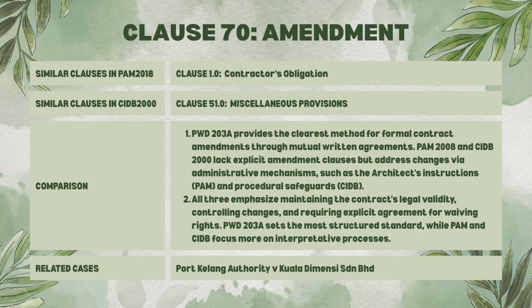Last but not least is clause 70, amendment. The closest in PAM contract is clause 1, contractor's obligations, while for CIDB it is clause 51, miscellaneous provisions. Comparing the three, PWD203A provides the clearest and most direct procedure for formal contract amendments, requiring mutual written consent via supplementary agreements. The case related is Port Klang Authority versus Kuala Dimensi Sdn Bhd.